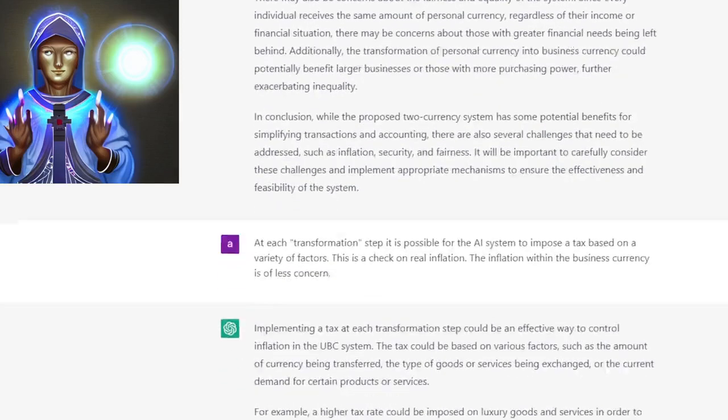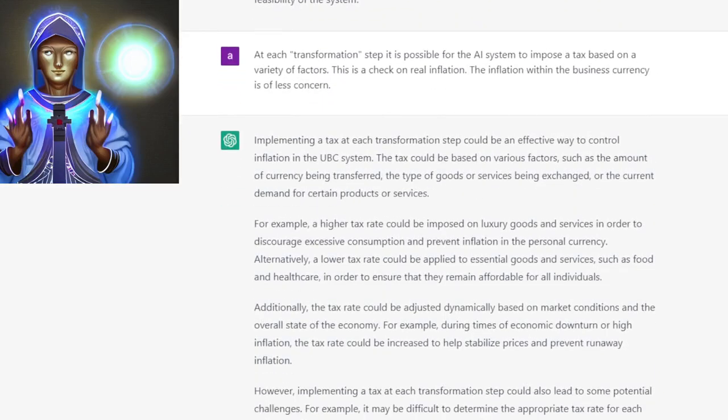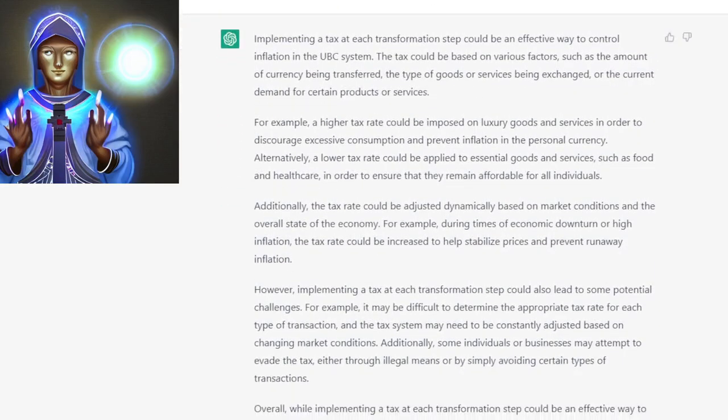Implementing a tax at each transformation step could be an effective way to control inflation in the UBC system. The tax could be based on various factors, such as the amount of currency being transferred, the type of goods or services being exchanged, or the current demand for certain products or services. For example, a higher tax rate could be imposed on luxury goods and services in order to discourage excessive consumption and prevent inflation in the personal currency.